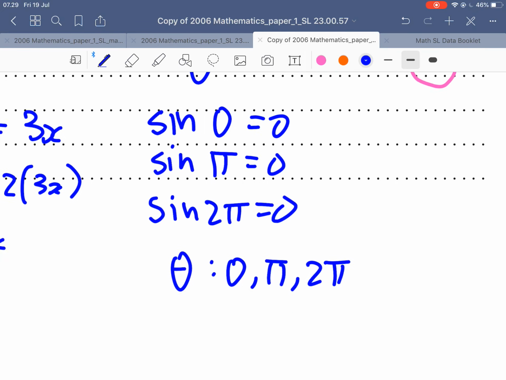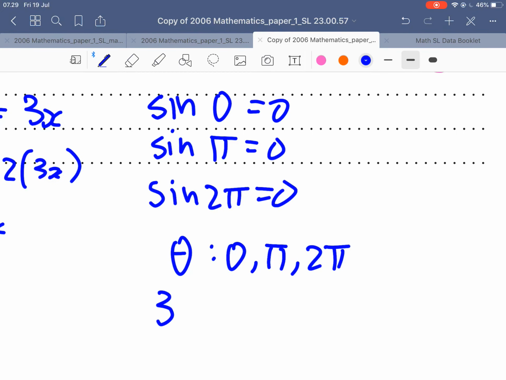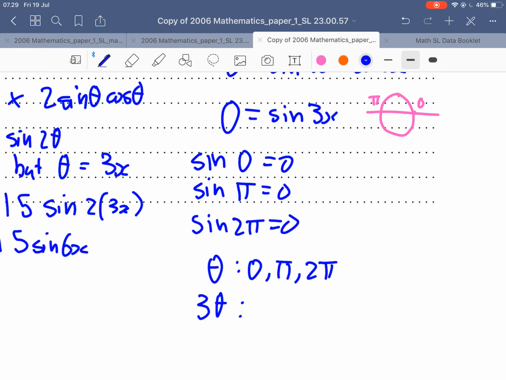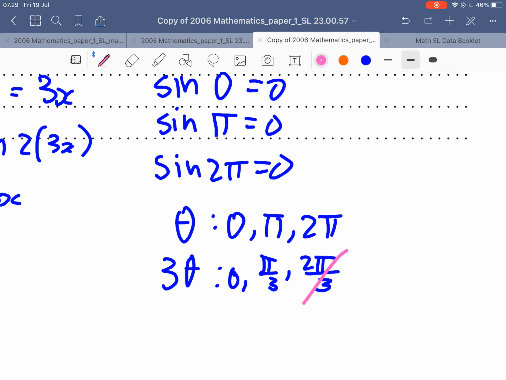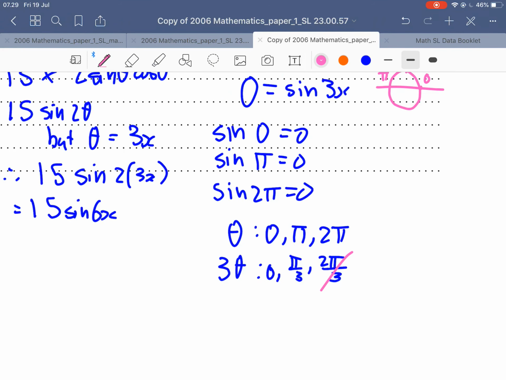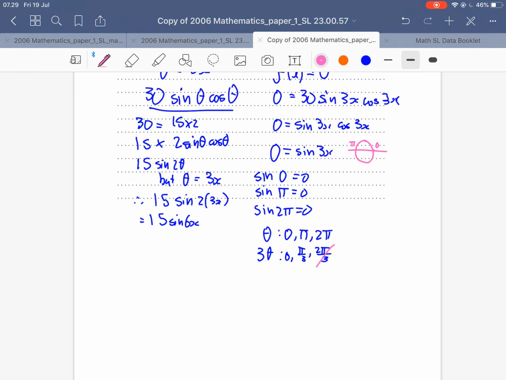And since we have 3 times the angle, we're going to have to divide these by 3. So we'll have 0, pi on 3, and 2 pi on 3. And I'm pretty sure that 2 pi on 3 is too big, so it's not that one. So for sine of theta, 0 and pi on 3 give us f of x equals 0. But there's actually more to it.